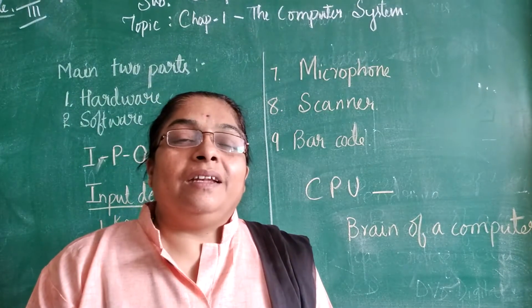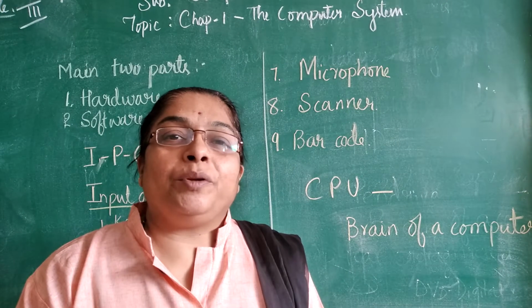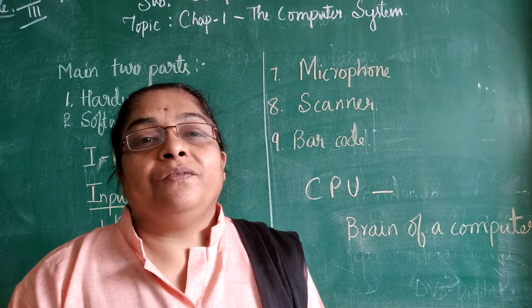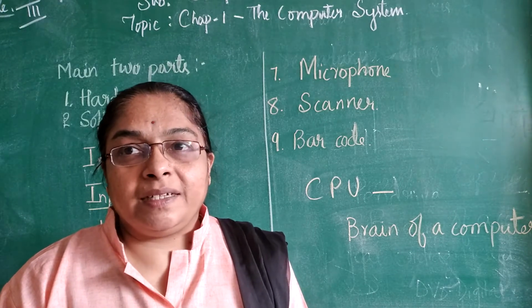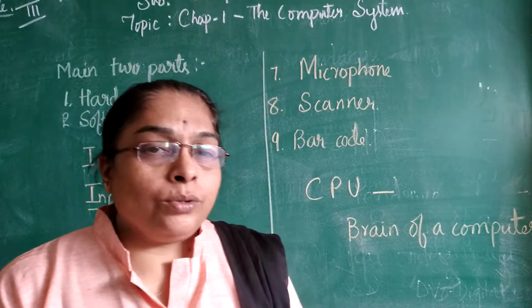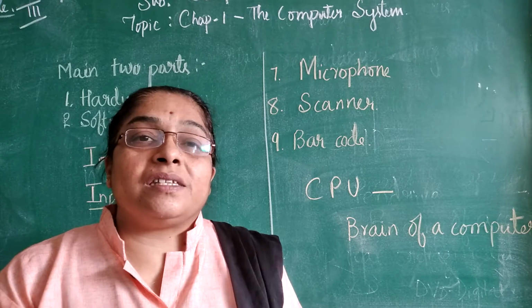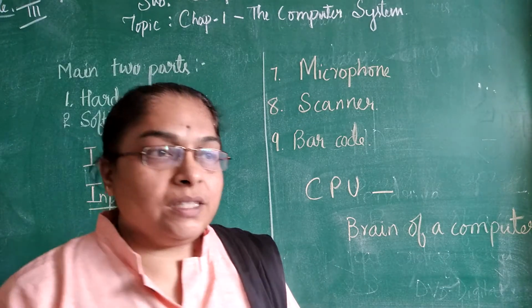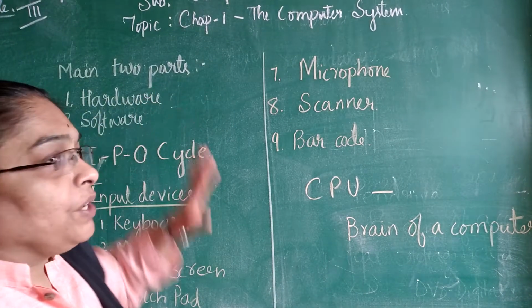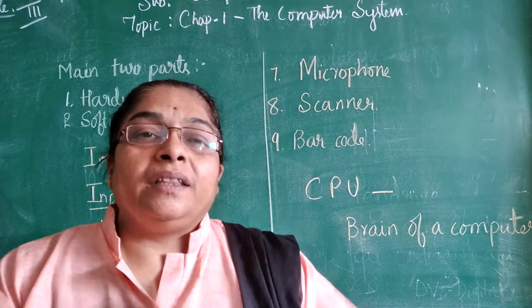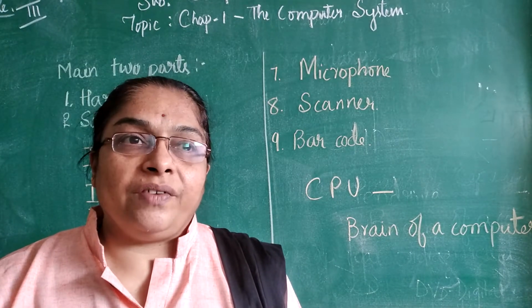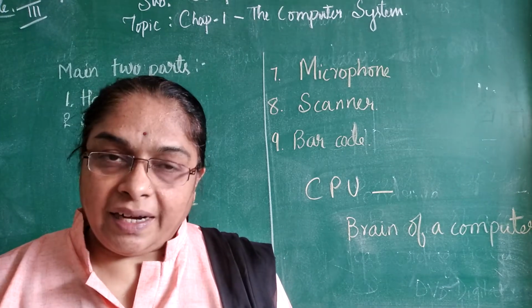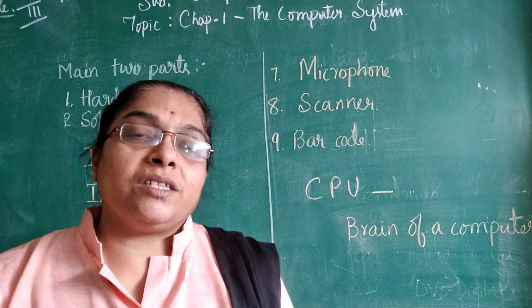You must have learned in lower class that a computer is an electronic machine that works on some instructions. Right, children? So, today we are going to learn the system in detail. First, when we say computer, there are two main things in a computer, that is hardware and software. Right, children? Hardware and software.